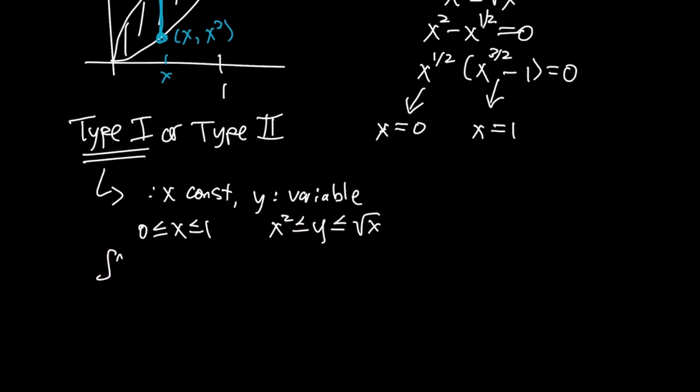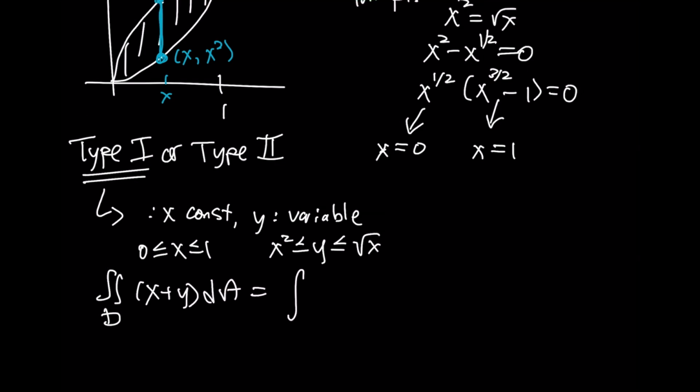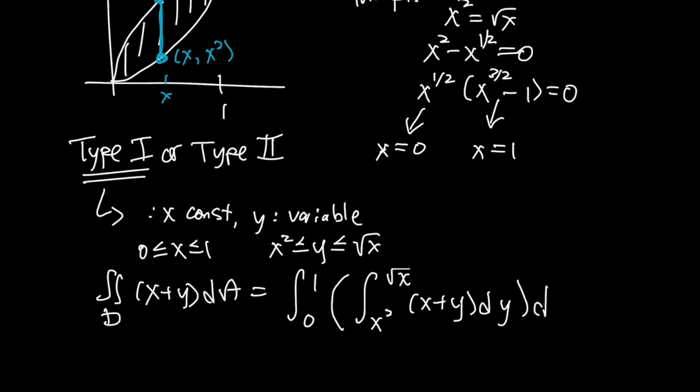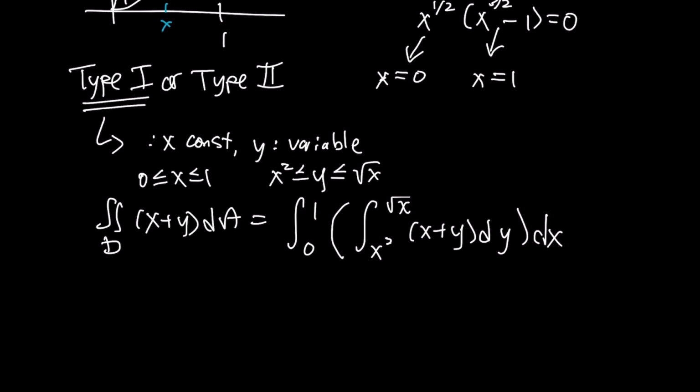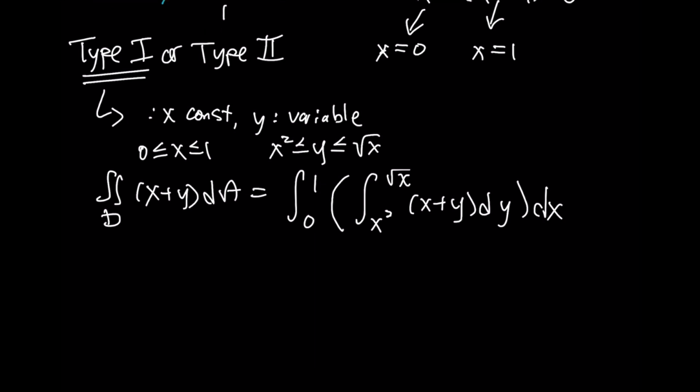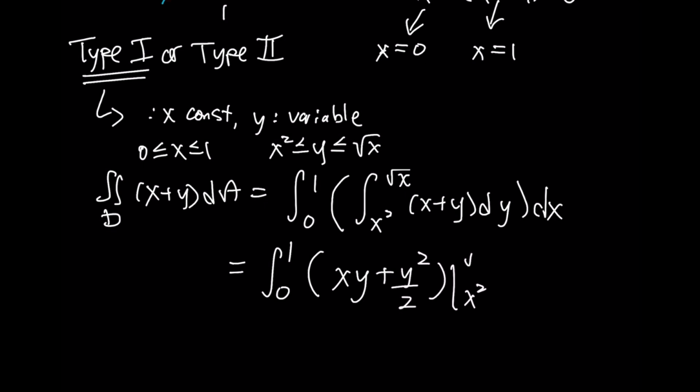So if we wanted to evaluate this double integral over D, we'd have 0 to 1 as the outer integral because it's on the outside, it's the constant variable. On the inside, the lower limit is x squared, the upper limit is root x. We'll be integrating with respect to y and then x. It makes sense that the inner limits are in terms of x because that's the second variable. On the inner integral, y is the variable, so we'll get an antiderivative of xy plus y squared over 2 when we perform the partial integration.